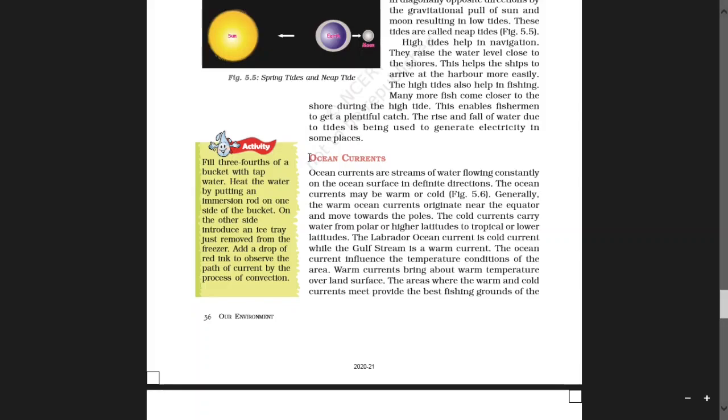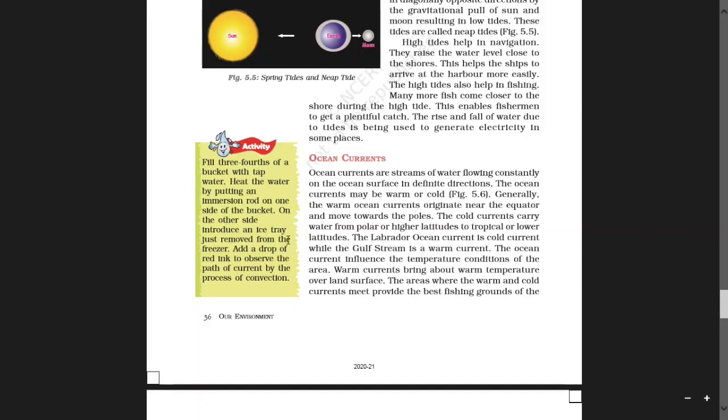Ocean currents. Ocean currents are streams of water flowing constantly on the earth's surface in definite directions. These are like small rivers of water which are always flowing on the ocean surface in particular directions. The ocean currents may be warm or cold. Generally, the warm ocean currents originate near the equator and move towards the poles, either the North Pole or the South Pole.